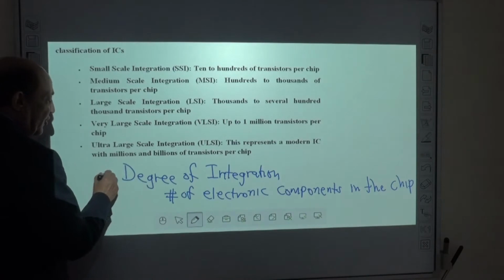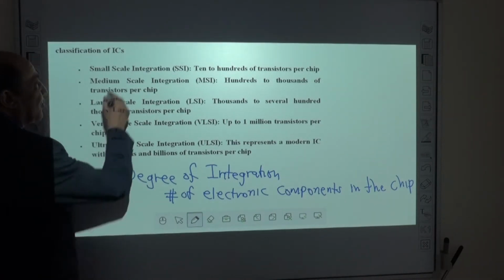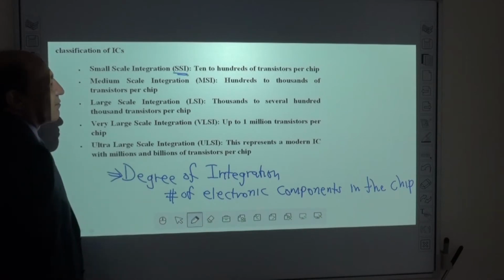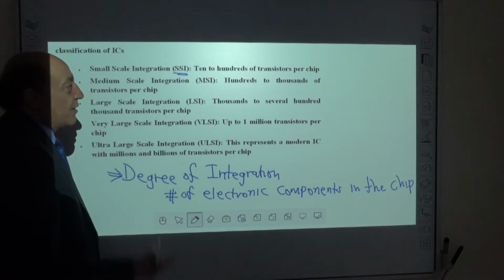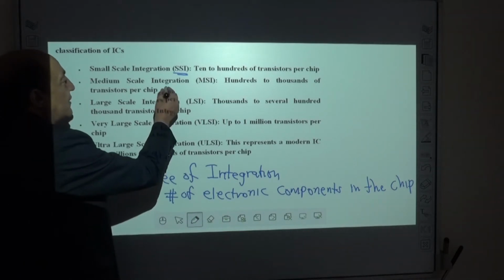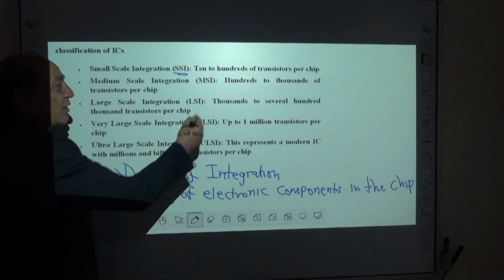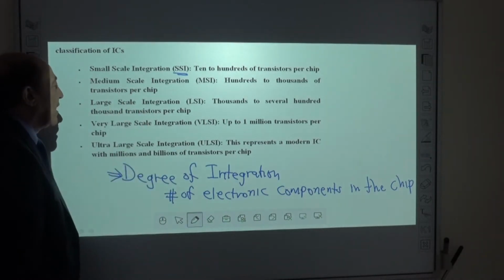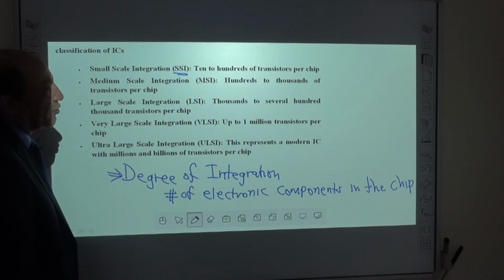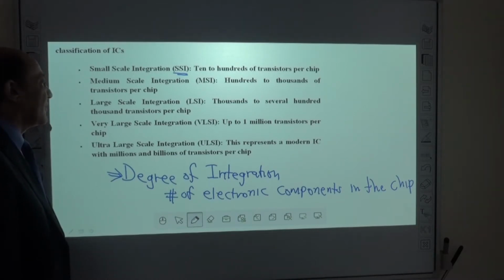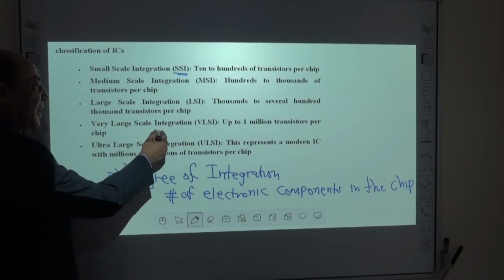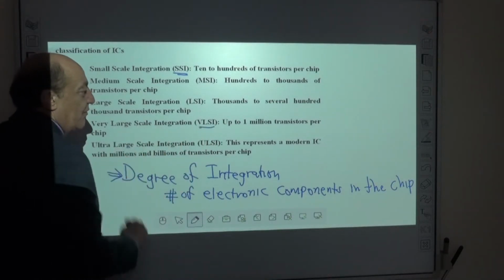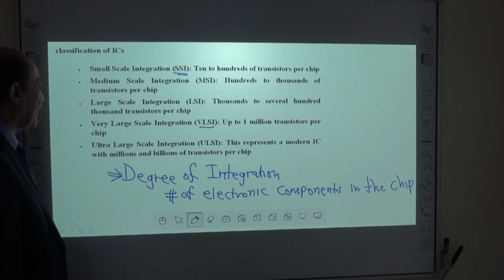According to degree of integration, ICs are classified into small scale integration, 10 to hundreds of transistors per one chip, medium scale integration, hundreds to thousands of transistors per chip, large scale integration, thousands to several hundred thousand transistors per chip, very large scale integration, VLSI, up to 1 million transistors per chip, and ultra large scale integration. This represents a modern IC with millions and billions of transistors per chip.